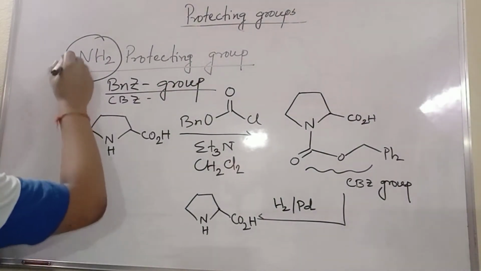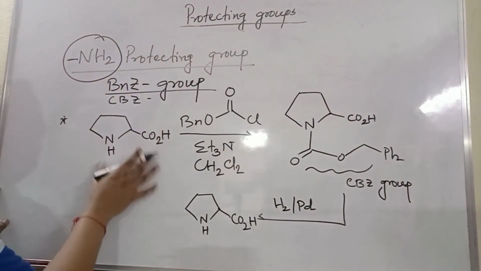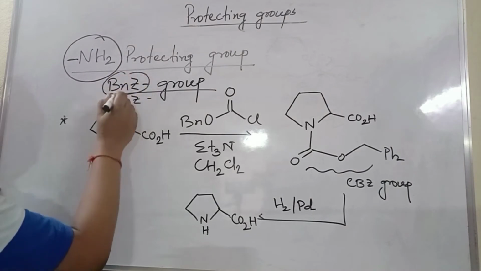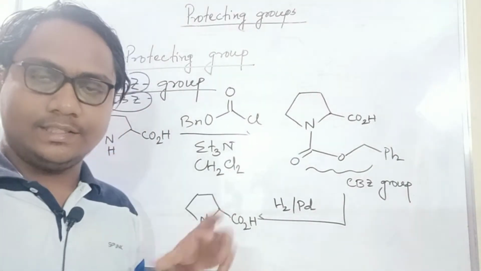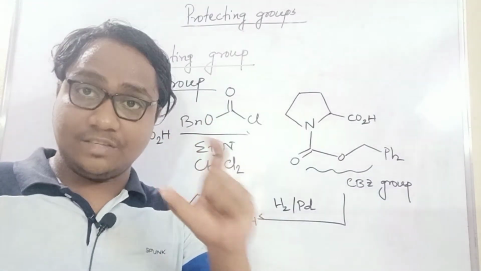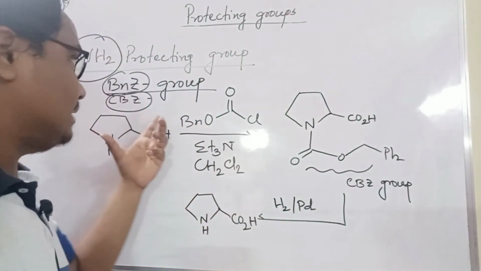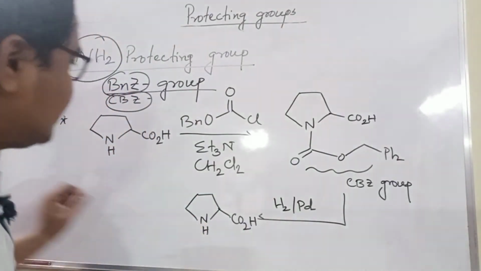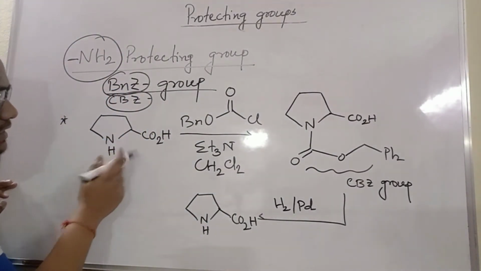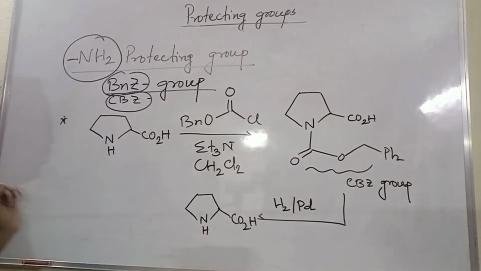See, this is NH2. For the NH2 protecting group, I see one, this is called the Bn group, or you also call it CBZ. You already heard this reagent. This is called the CBZ group, carboxybenzyl. So you simply remember it is called CBZ. See, this is one acid, this is called proline. You already know this is proline, this is acid.